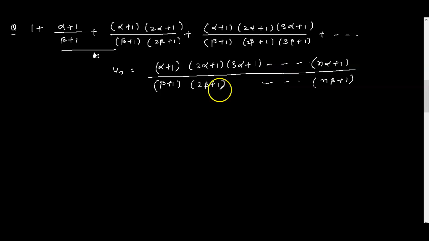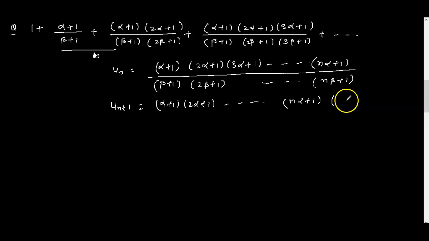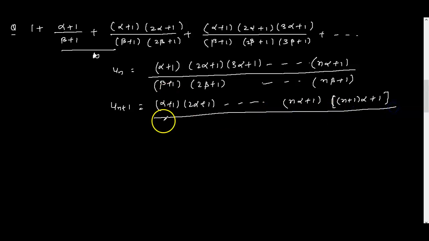So now which method can you apply here? See, I told you whenever a repeated pattern is given, apply D'Alembert's ratio test, because so many terms can be cancelled. So u of n plus 1 will be the same thing: (alpha plus 1)(2 alpha plus 1) and so on, last will be (n alpha plus 1), and then (n plus 1) times alpha plus 1, divided by (beta plus 1)(2 beta plus 1) and so on, up to (n beta plus 1).